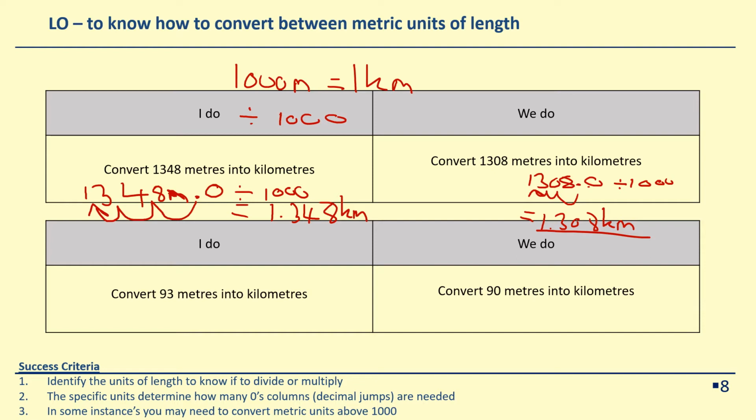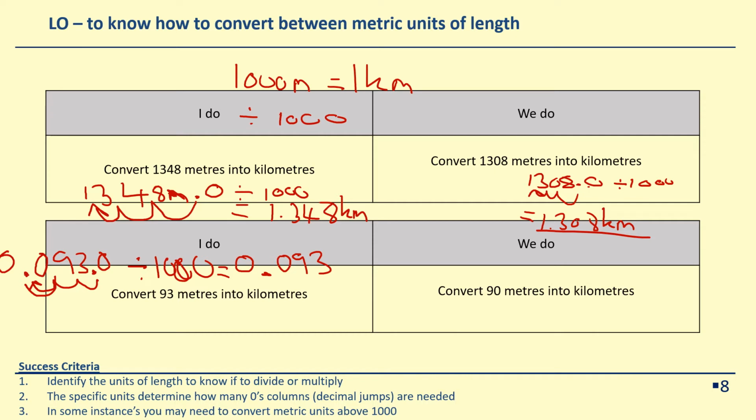Next I do, convert 93 meters, so a much smaller number, into kilometers. So we're going to have a decimal value here, aren't we? Same method, 93.0, writing it out that way to help you with the decimal point jumps. Okay, divided by 1,000. We go 1, 2, 3. So if you put a zero there, you then know that it's going to be 0.093. So whenever you make a jump and there's nothing there, you need to put a zero, and then you would have to add the zero and the decimal point.